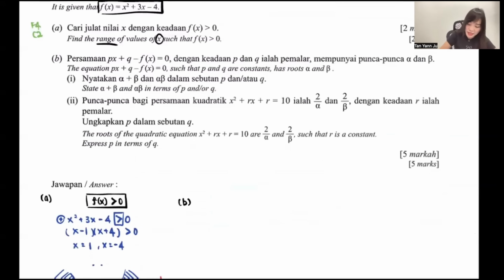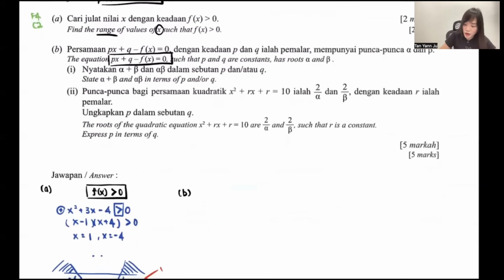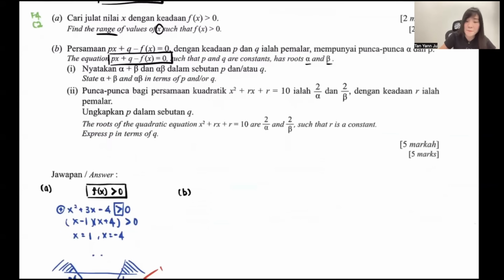For B, they give you an equation such that p and q are constants, with roots alpha and beta. Not too sure whether you learned from me, but roots is the keyword. So guys, whenever you see the word roots, remember, roots always means x. Roots got an s, that is 2 x's, okay? x1, x2. So now they say that x1, x2 is alpha, beta, for this particular equation.